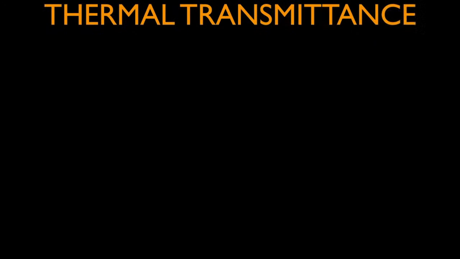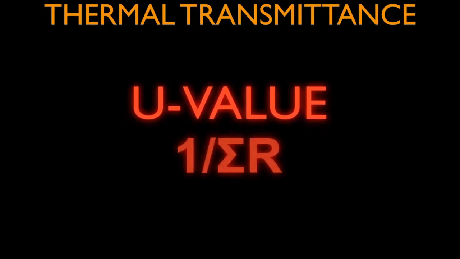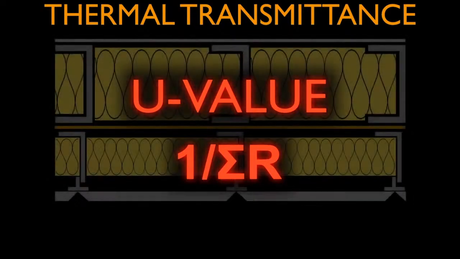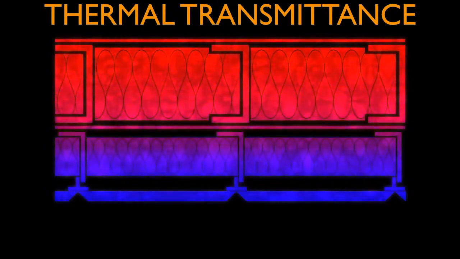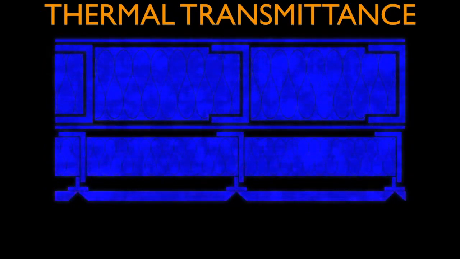The final property we need to consider here is the thermal transmittance, or U value. The U value of an element is the inverse of the sum of all the R values in a construction and gives an indication of the heat flow through a given element, in this case a wall. In practice, though, the R values for each layer need to be adjusted to reflect things like air gaps and structural elements like studwork.